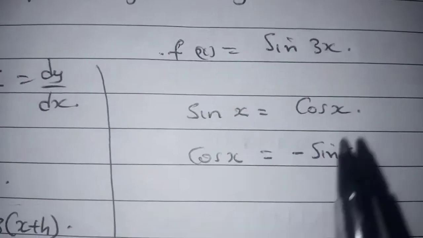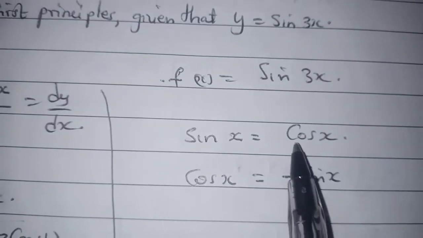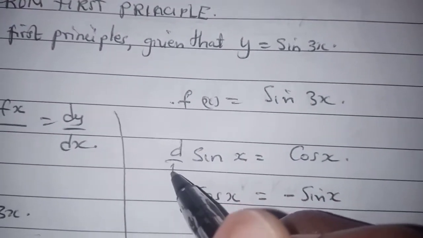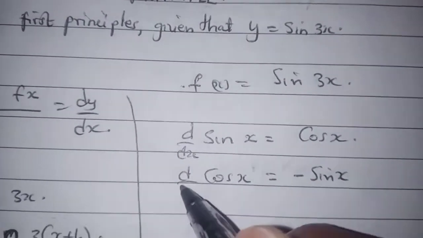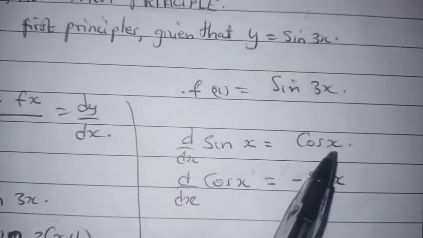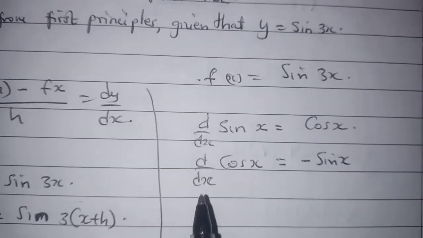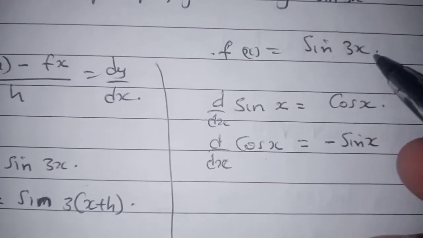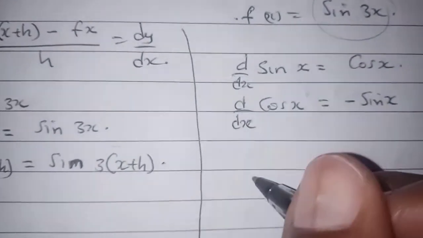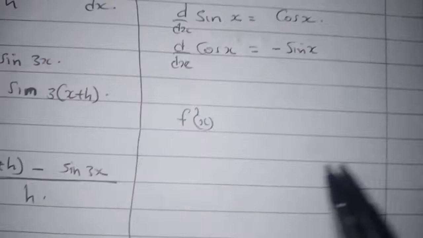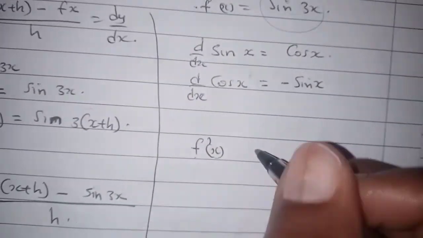So mathematically, when you differentiate sine of x, it should give you cosine of x. So the derivative of sine x should give you cos of x. And therefore, the derivative of cos of x should give you negative sine of x. So let's come back to our question. What is the first derivative of this function? It will be what?